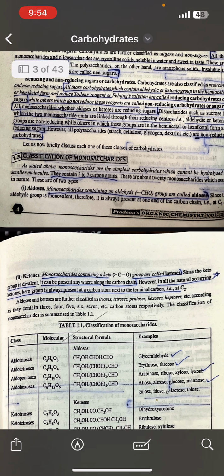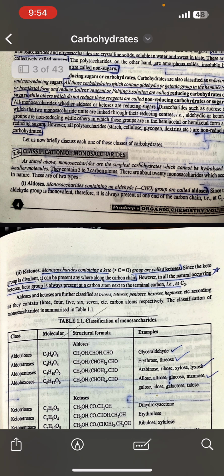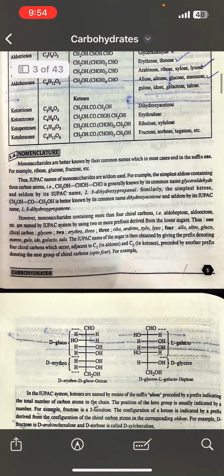Aldoses and ketoses are further classified as trioses, tetroses, pentoses, hexoses, and heptoses according to whether they contain 3, 4, 5, 6 or 7 carbon atoms respectively. The classification of the monosaccharides is summarized in table 1.1.